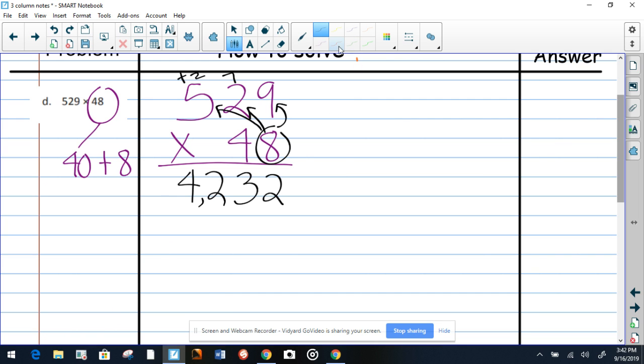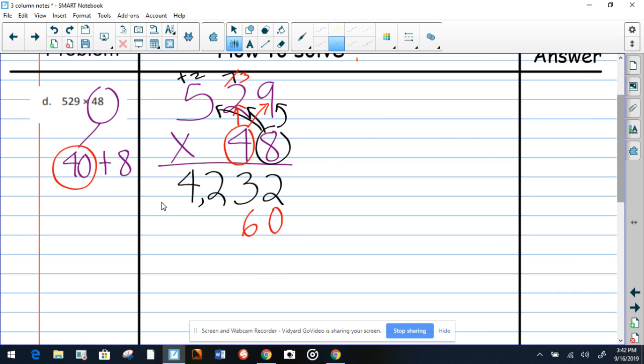Now we're multiplying the tens. And remember, this 4 equals 40. So we're going to multiply it by 10, which we're going to write here. Now 4 times 9 equals 36. You carry 3 over. Cross that one out.